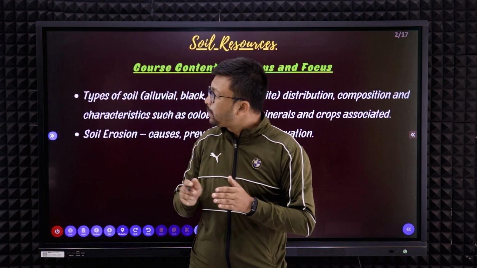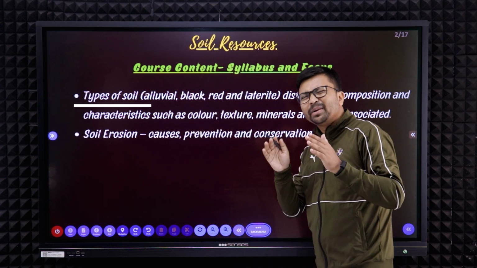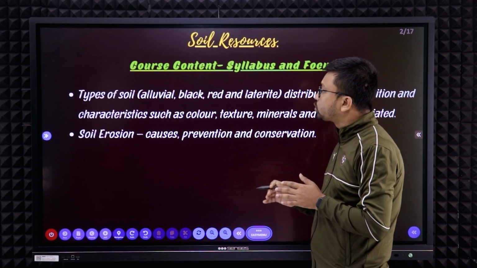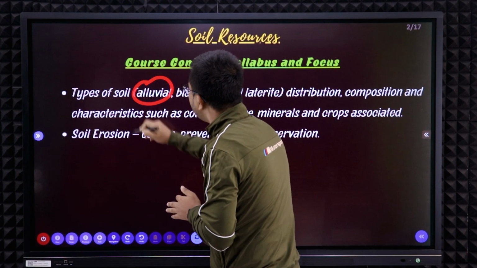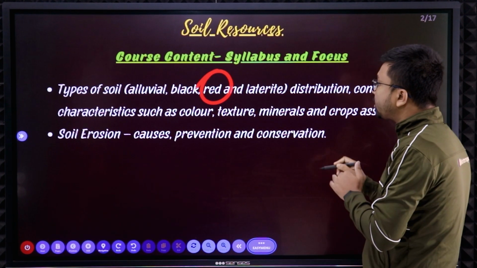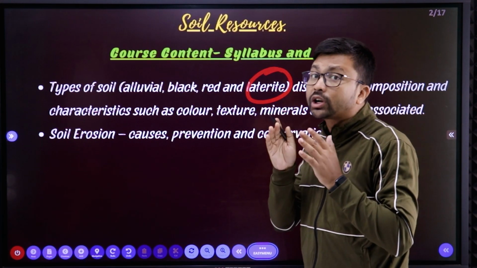Soil resource, remember what the course content is? The course content is the types of soil. Remember, in this chapter you need to study only 4 types of soil, that is alluvial soil, next black soil, third one red soil, and the fourth one laterite soil. You need to study only these 4 types of soil.